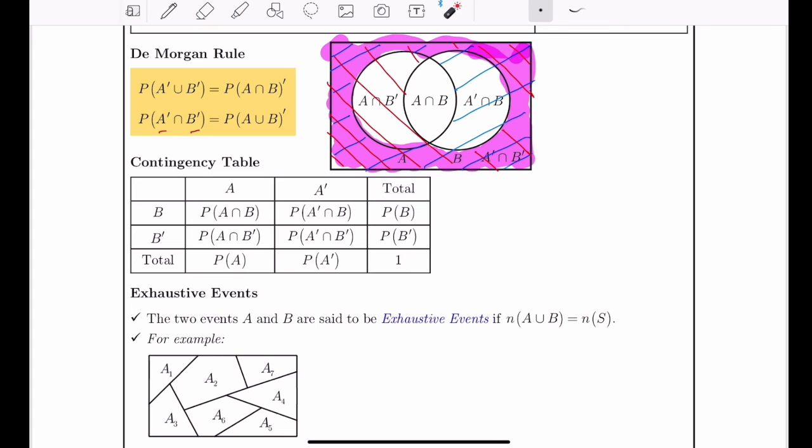Total probability for the first row is probability of B. Total probability for the second row is probability of B prime. Total probability for the first column is probability of A. Total probability for the second column is probability of A prime. So if we sum probability of A and probability of A prime, we should get a total of 1.